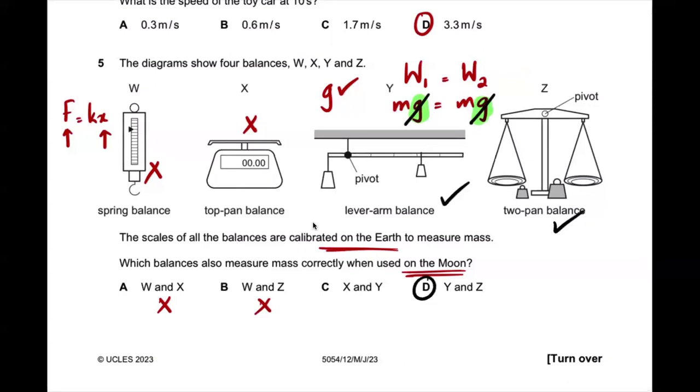So the gravitational field strength does not have any effect on the working of these two instruments. So here it's going to be y and z, right? Because these work on the basis of comparisons. So if you think about this in terms of an equation, then small g's cancel out on both sides anyway.